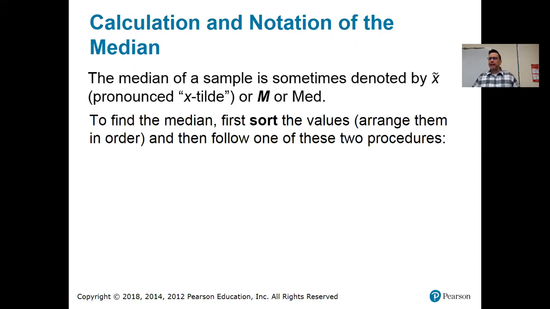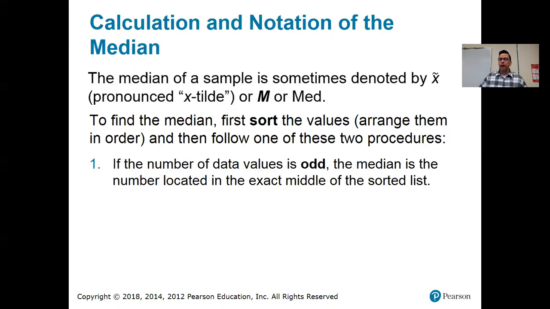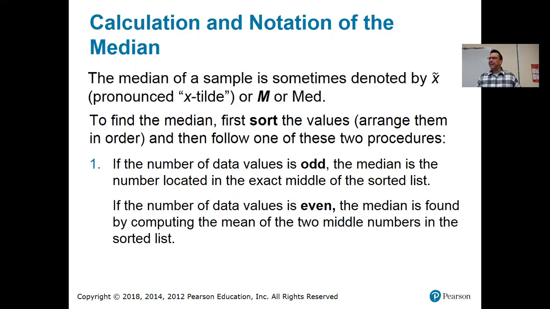Okay, so to find the median, first sort the values, arrange them in order, and then follow one of these two procedures. If the number of data values is odd, then there will be a middle. So imagine there are 5 numbers. The median would be value number 3, the one right in the middle: 1, 2, 3, 4, 5. However, if the number of values is even, then there will not be one in the middle. Imagine 1, 2, 3, 4. The middle would be somewhere between 2 and 3. And actually, that's exactly how we do it.